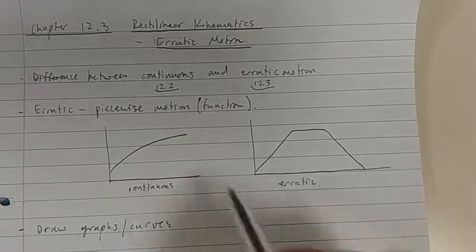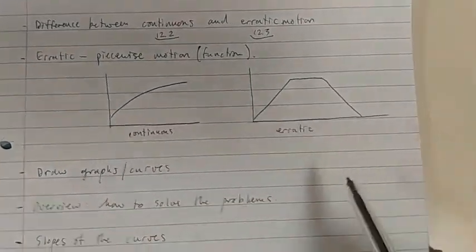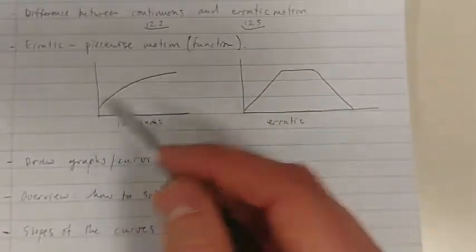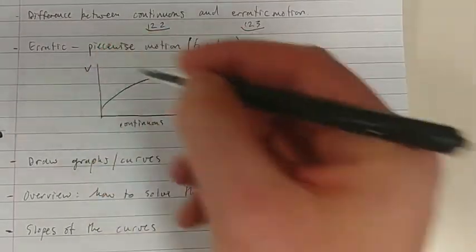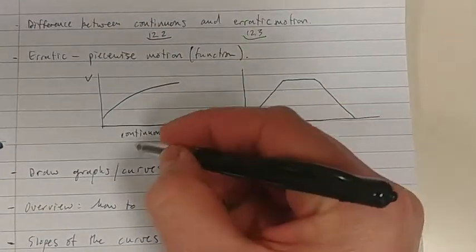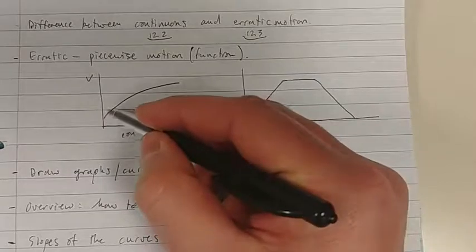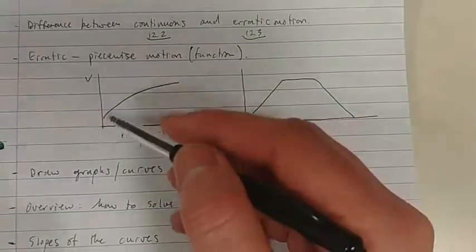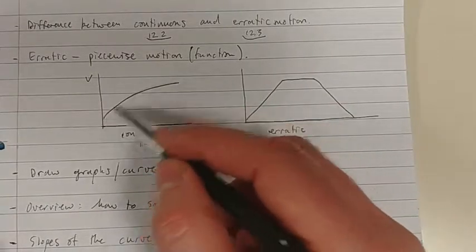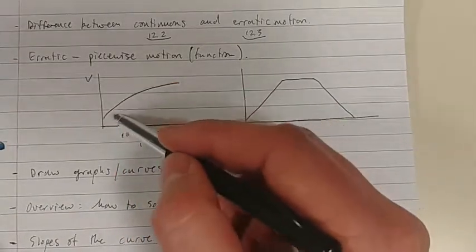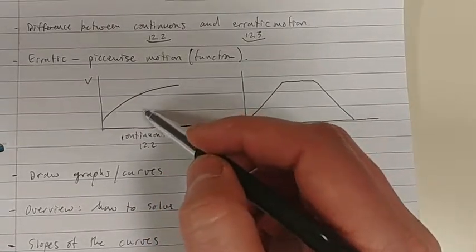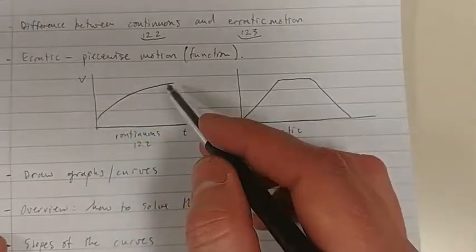The difference is really, you can see it in these diagrams here, or these graphs. If I have some kind of motion, say it's velocity versus time, you can see the continuous motion, which is 12.2, is given by something like this, right? It's a continuous function. There's no sudden changes in the velocity, or if this is the position, any sudden changes in the position or whatever, right? This is continuous motion.